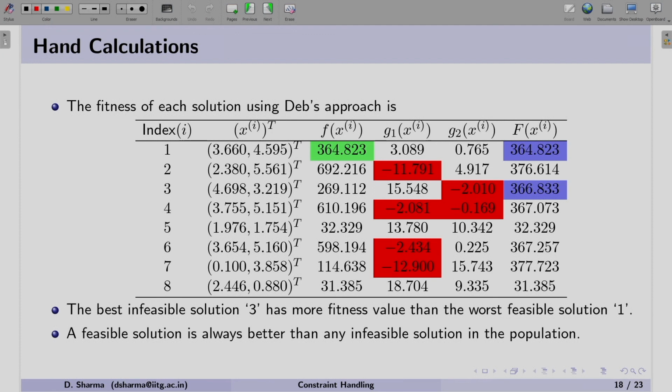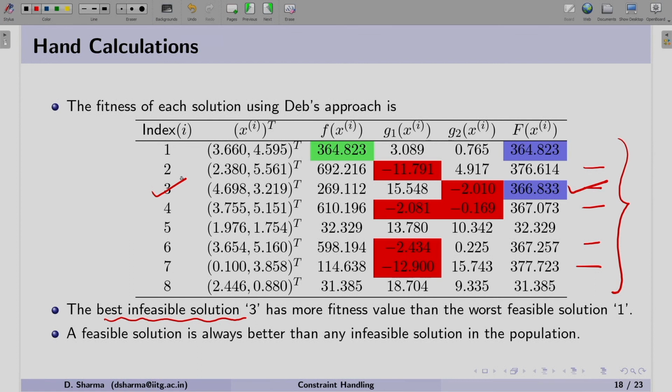Now, there are certain observations from the table. Now, the best infeasible solution, if we find from the table, let us look at the last column of the table. Now, as we know, the solution number 2, 3, 4, 6 and 7, these are the solutions which are infeasible. Among them, the best infeasible solution is corresponding to solution number 3.